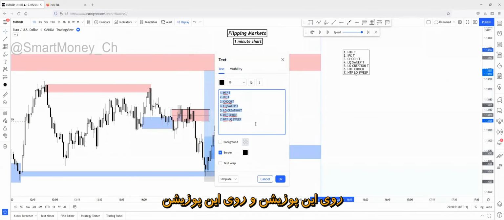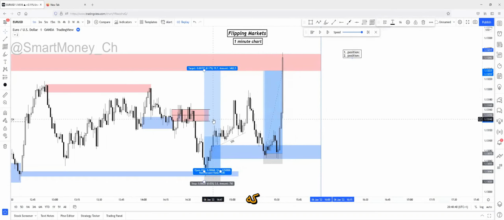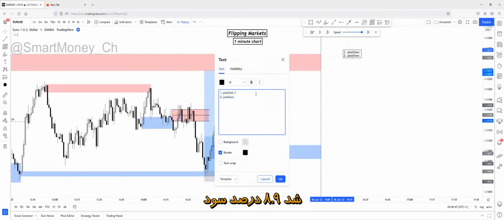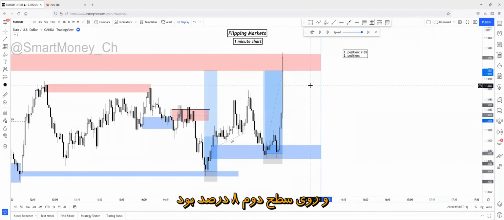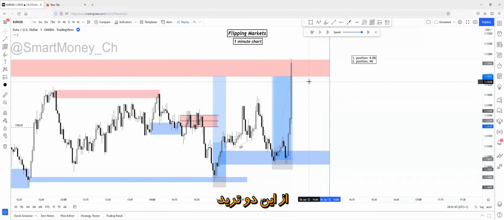First position, second position here. Let me just adjust this zone. There was 8.9% profit, and on the second zone, that was 8%. Yes, that was 8% divided by 2 is 4% profit on this zone. So overall, we booked almost 13% profit from these two trades.